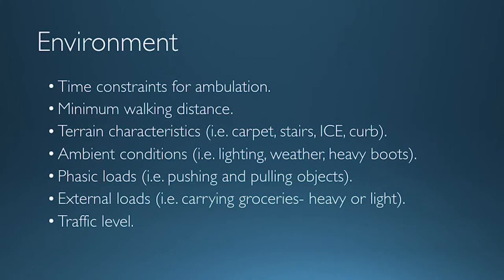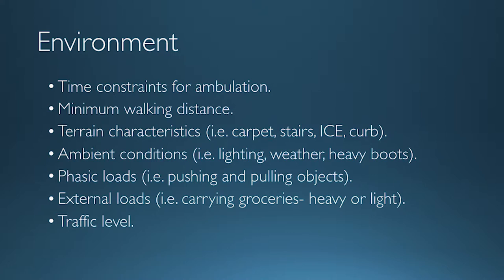Another thing to think about with cognition is changes to your environment. Time constraints for ambulation. What that means is if you are walking across a crosswalk and you see that little crosswalk guy with the numbers up there and it says you've got 10 seconds to get across, you're hoofing it. It's a long way, you gotta go fast. Maybe your spouse is saying, let's go. That can affect cognition. That can affect your fear, right? Minimum walking distance. What if you can't walk as far as you used to be able to walk? That affects your grocery shopping, right?